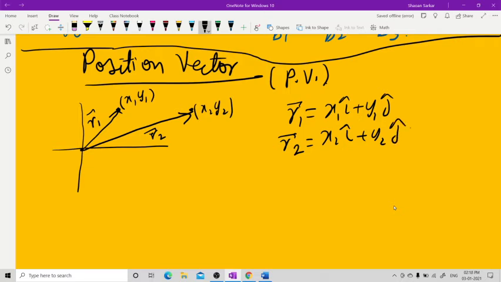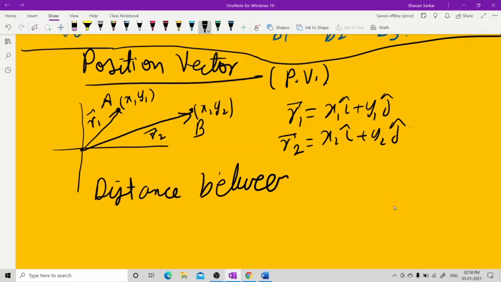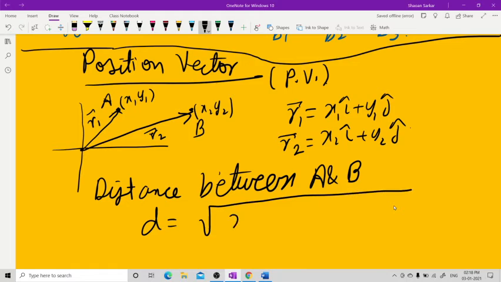Now you know how to find the distance. In class 10th, you knew how to find the distance between these two points A and B. So the distance between A and B, you use this formula: D equal to under root of x2 minus x1 square plus y2 minus y1 square.